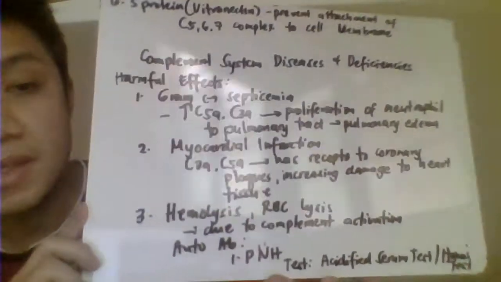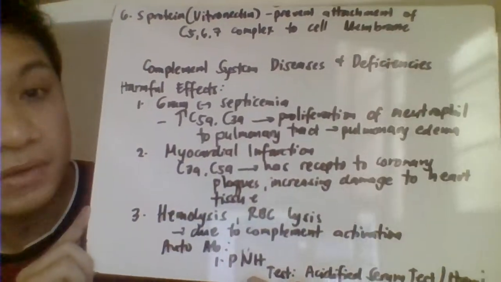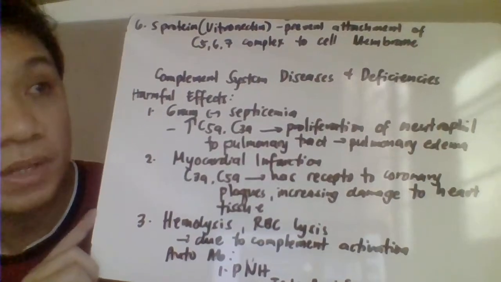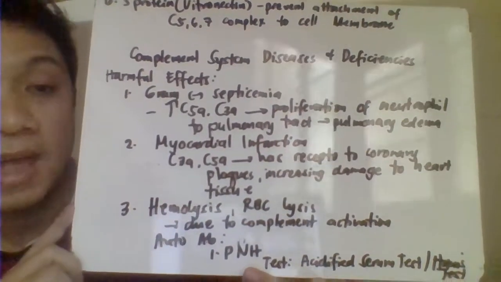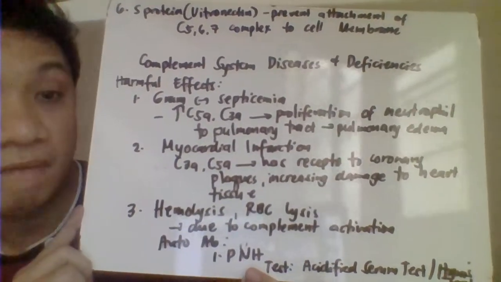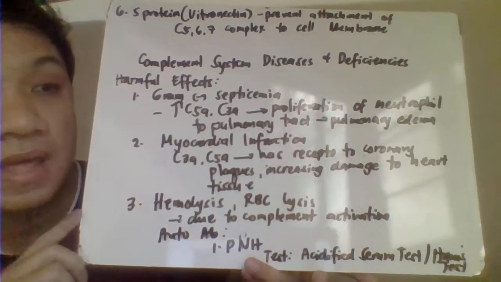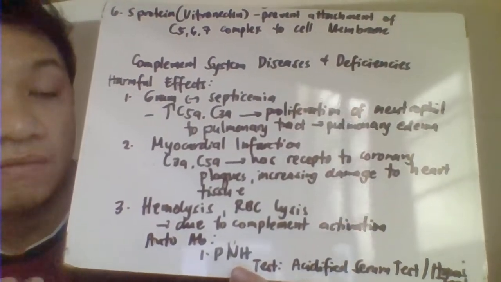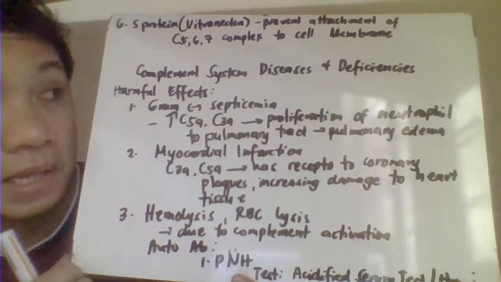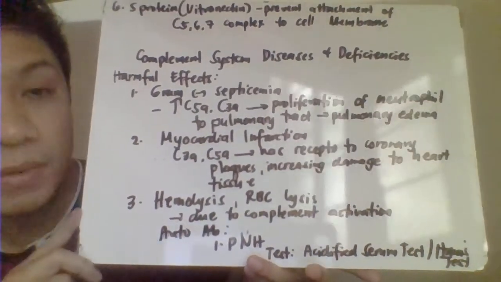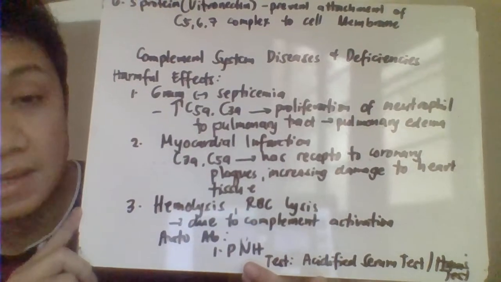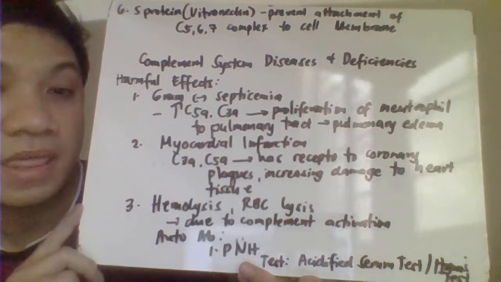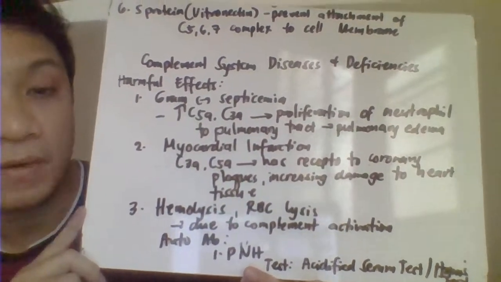And we have another, your S protein or vitronectin. It also binds with your C567 and prevents this complex from binding with the surface, and therefore prevents the formation of the hole in the surface membrane and prevents lysis of your cell. Okay, then we have the different diseases associated with the deficiency of your complement components.